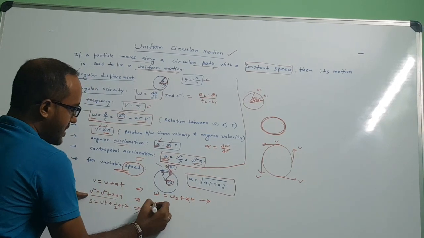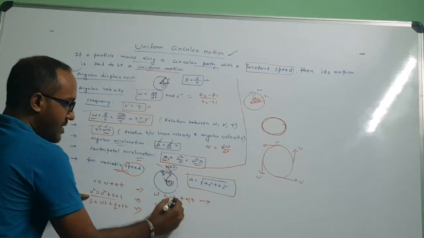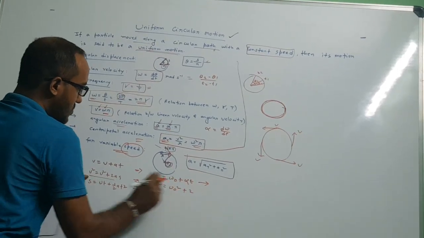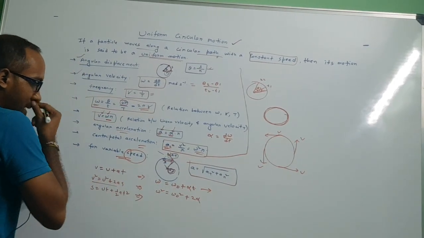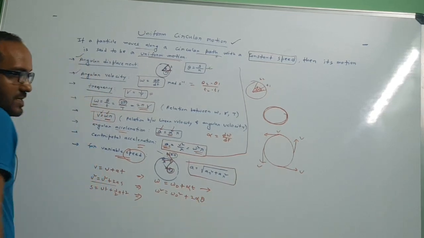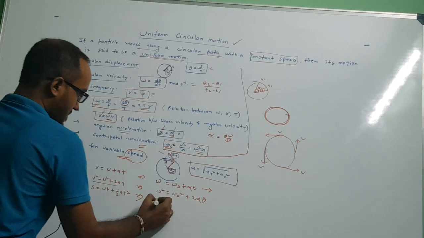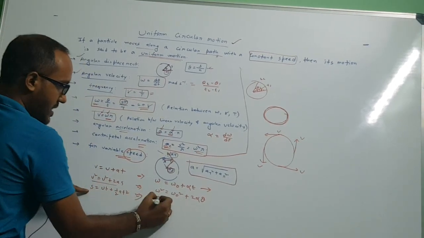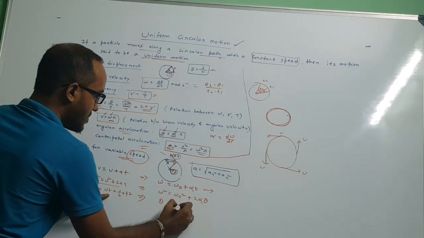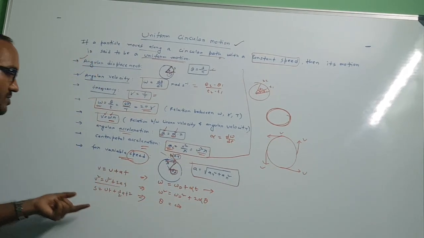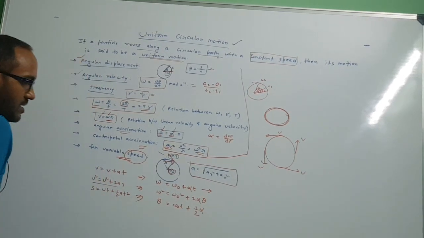Second, v square, that is omega square, equals u square, initial velocity, so here we will have initial angular velocity, which is omega naught square, plus 2a, where a is angular acceleration, that is alpha, s is linear displacement, here we will have angular displacement, which is theta. So 2 alpha theta. And in the third equation, s equals ut plus half at square. So s is linear displacement, here we will have angular displacement theta, u is your linear velocity, so here we will have initial angular velocity omega naught t plus half, and here we will have alpha t square.